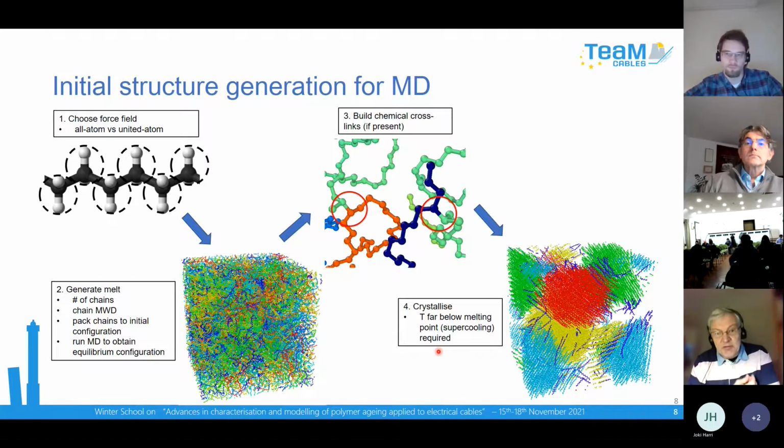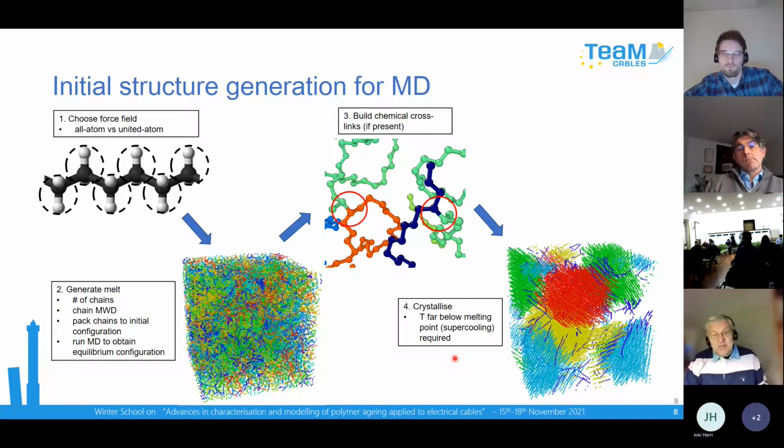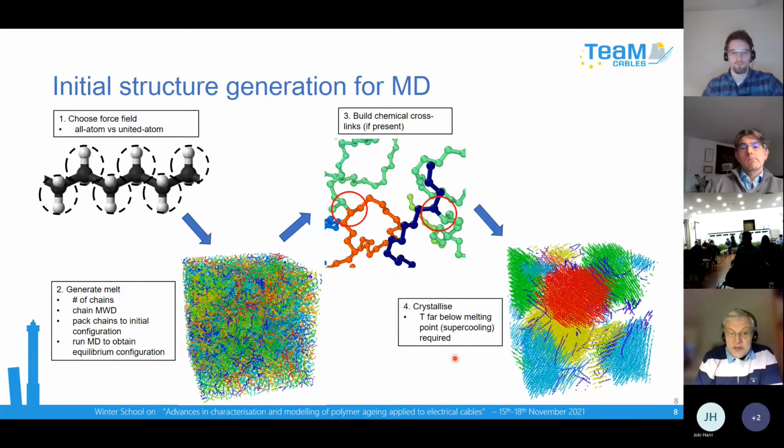We are studying a semi-crystalline material, so we have to have some crystallites in the model. And this we do by cooling the system far below the melting point. Now this is one of the limitations of the molecular dynamics technique. We have to create those crystals very fast. We don't have hours or minutes to do the actual crystallization like would be done in real life. We have only a couple of microseconds to do this whole thing. That's why we have to cool the system far below the melting point to create those crystals quickly.